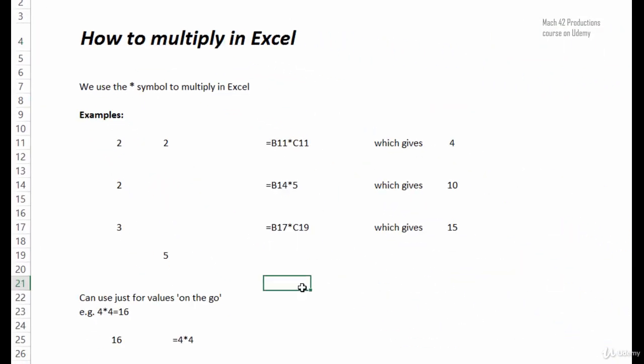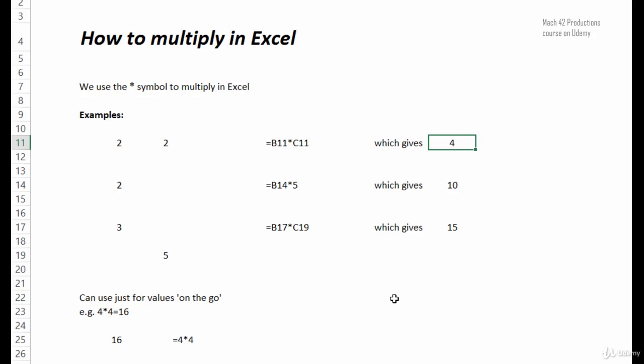Just to look at our examples, if we had 2 here and 2 here and we wanted to multiply them, how would we do it? Well, we'd basically click into a cell and type equals B11, which is here, times C11, which is here. And that would give us 4.